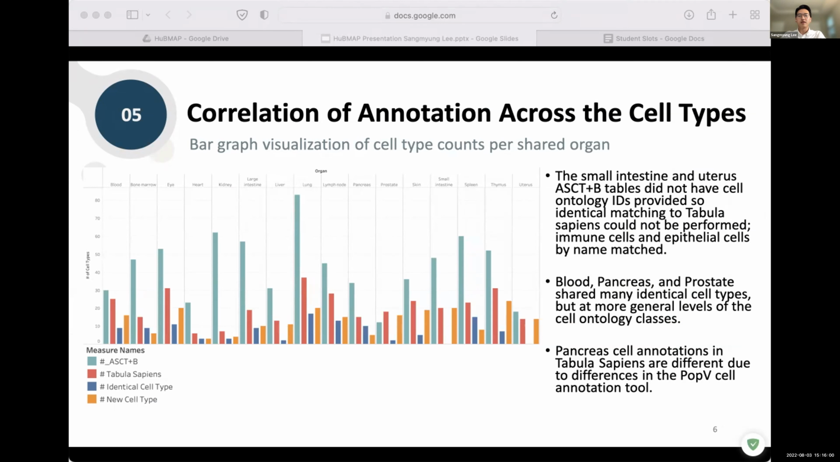We also observed that some organs, such as the blood, pancreas, and prostate, share more identical cell types, but they were identified as new cell types, driven by different levels of the Cell Ontology classes. Interestingly, the cell annotation of the Tabula Sapiens in the pancreas is expressed differently by the cell annotation tool.